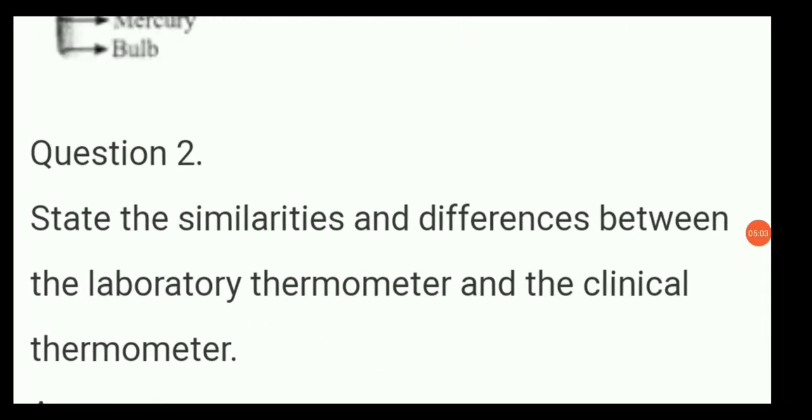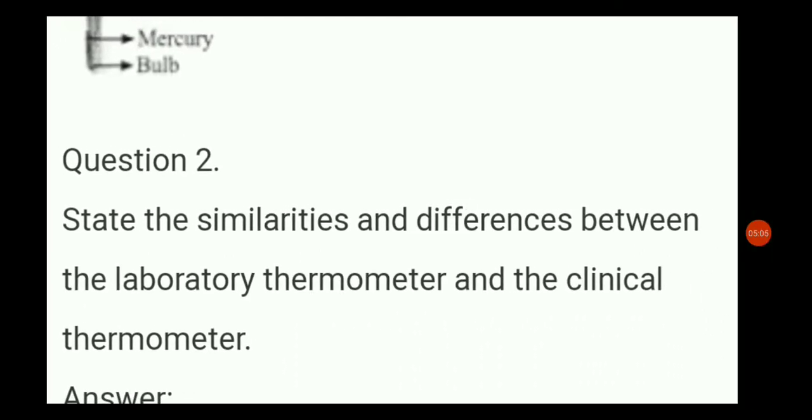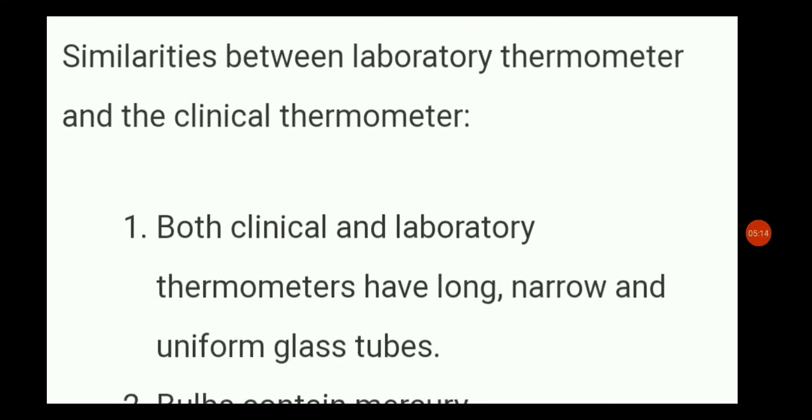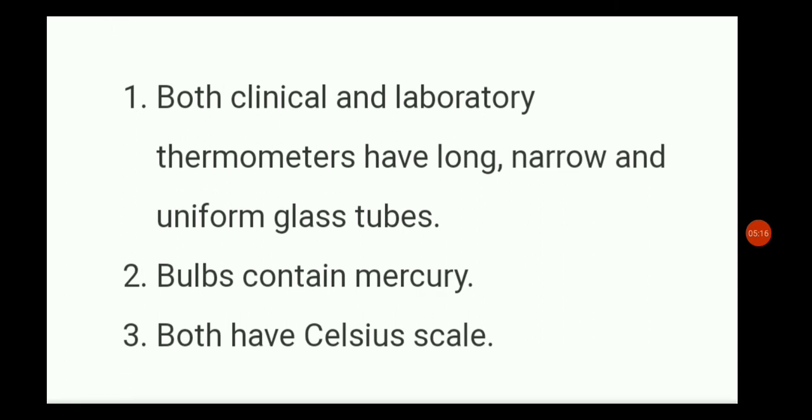Your second question: state the similarities and differences between the laboratory thermometer and the clinical thermometer. Your answer, similarities first, let's see. The similarities between laboratory and clinical thermometer. Both the laboratory and clinical thermometers have long, narrow, uniform glass tubes. So both have long, narrow, uniform glass tubes.